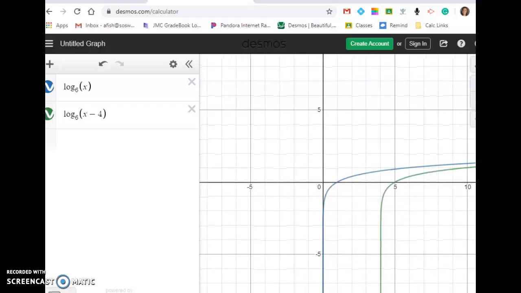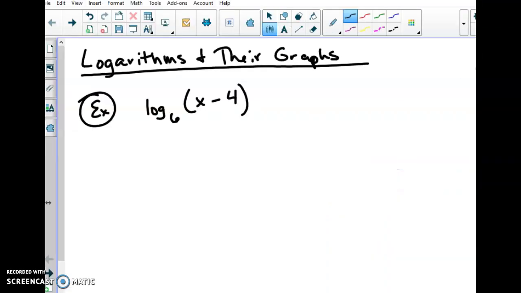So when we look at this, log base 6 of x originally crosses here at the point 1 comma 0. As you can tell on the green graph here, this is now at 5 comma 0. Well, that's a transition that we can see here of plus 4. That's interesting because I have a minus 4 there, right? So this is following our transformations that we've had before. So if you're going back to your actual notes here, our graph moved to the right 4.